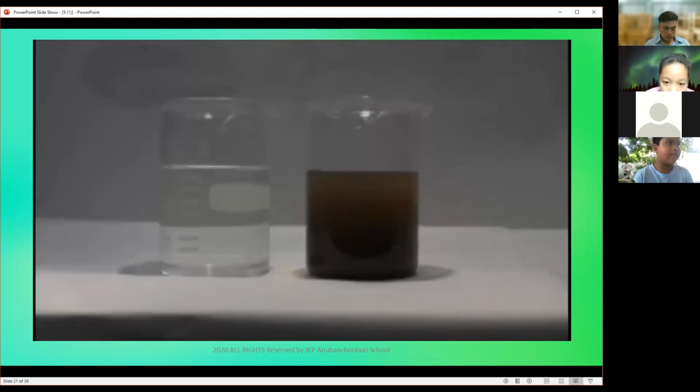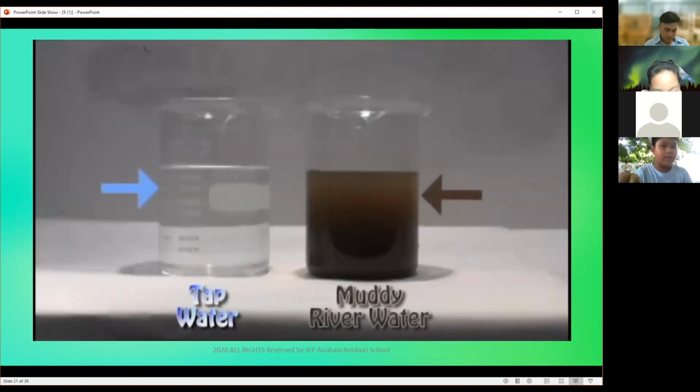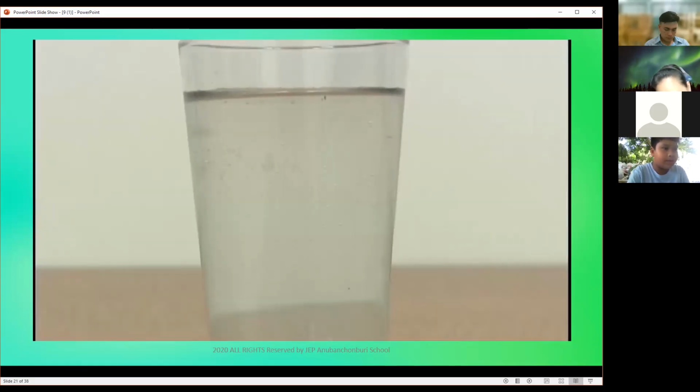Let's do a small experiment. Would you rather drink this water or this water? Well, of course you would choose the water on the left. Unfortunately, some people in other parts of the world have no choice at all. Did you know that small floating particles in drinking water can make you sick?